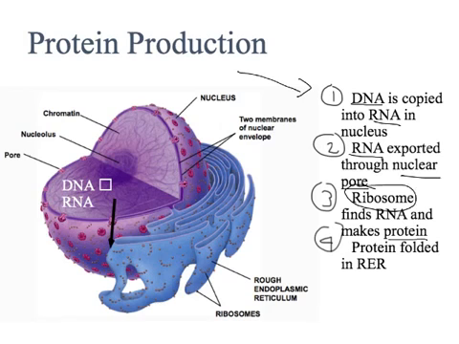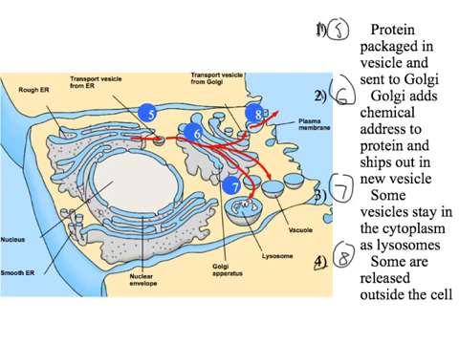Once the protein's built, it will be folded and modified in the rough endoplasmic reticulum. Okay, and then once it's folded and modified, it will be put into a vesicle and sent to the Golgi. The Golgi will add the chemical address and ship it out in a new vesicle. If that vesicle contains a protein that's a hydrolytic enzyme, the vesicle will stay in the cytoplasm, and it will actually be a lysosome. But if it contains any other protein, it will just go wherever it's supposed to go. So it might leave the cell, it might go to another part of the cell, etc.